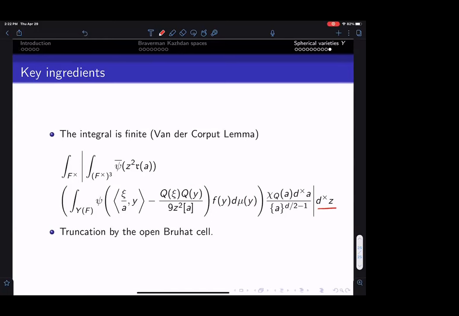And to establish this finiteness, the first step is to decompose into two parts. One is Z less than Q cos Z, and one is Z greater than Q cos Z. So here cos Z, in the anisotropic locus, really plays a role. And for this part, we need to apply another one, that is the van der Corput lemma.